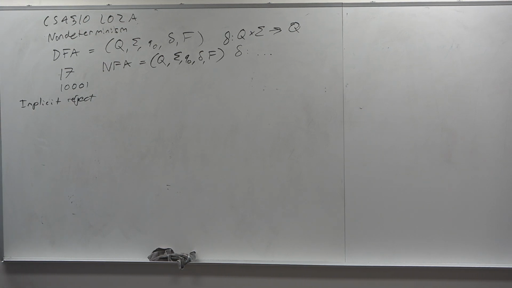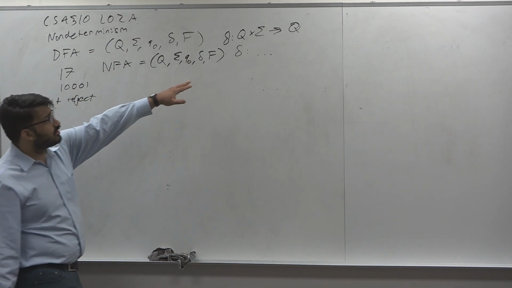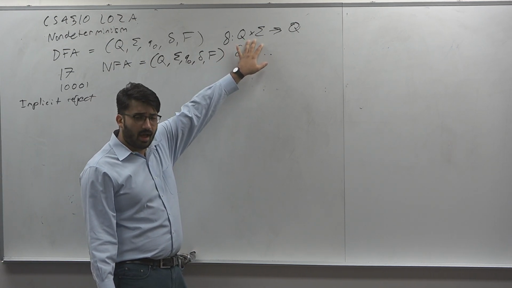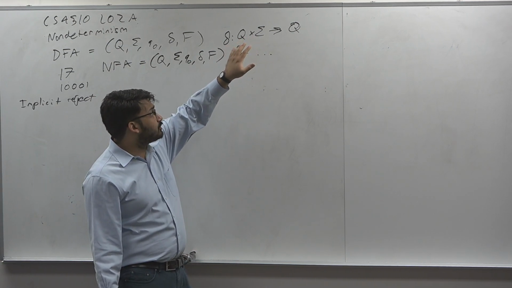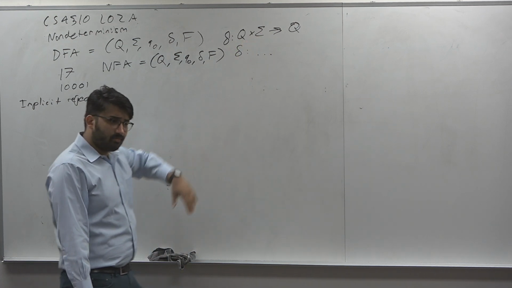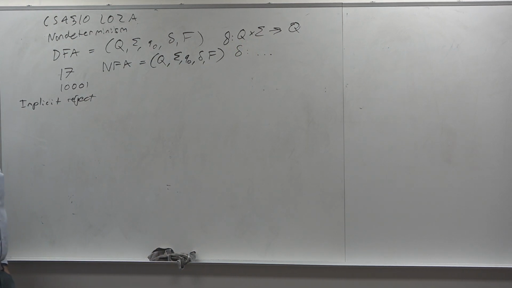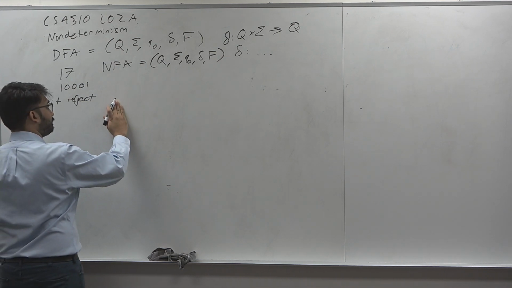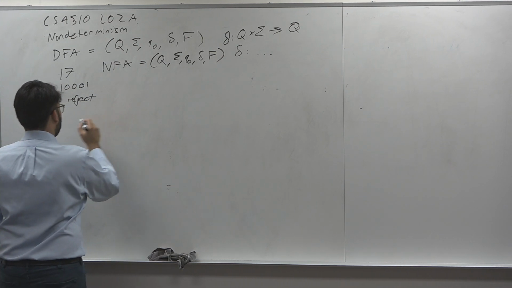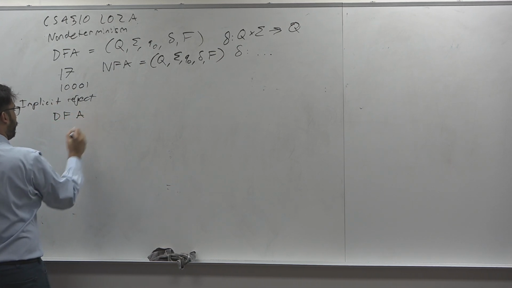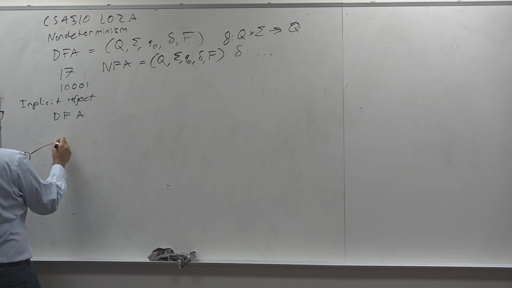Implicit rejection is actually not a very impressive power, but it's at least useful. What this means is in the DFA definition of the transition function, every single possible state-symbol pair must be defined. Here, we allow implicit reject because we just don't want to define things sometimes. For example, in the DFA, we could do something like this.